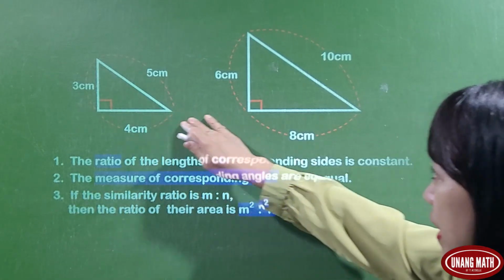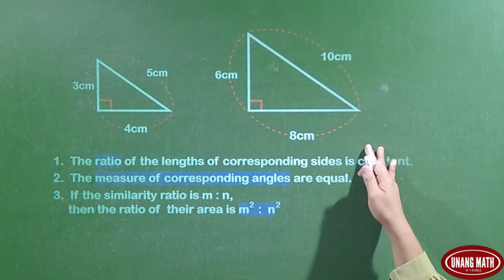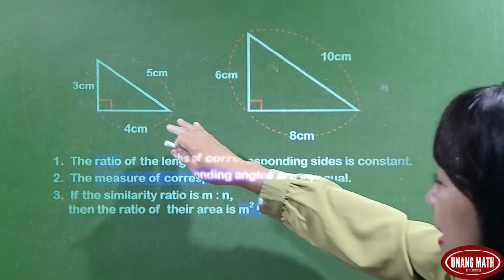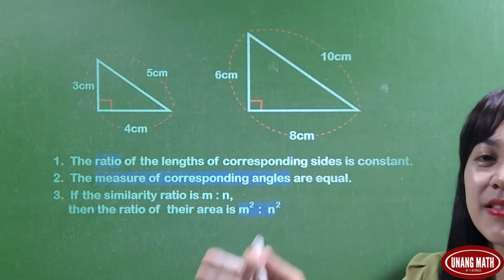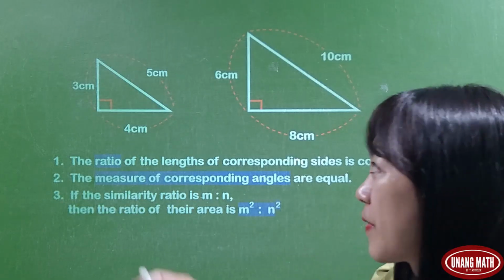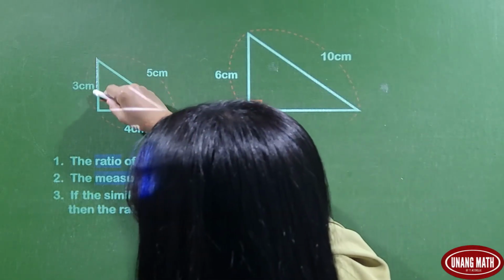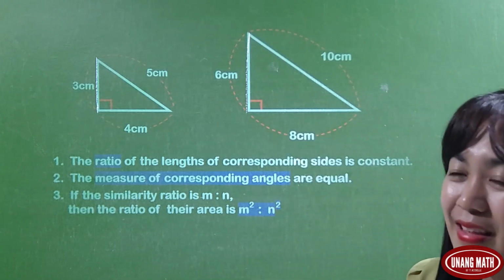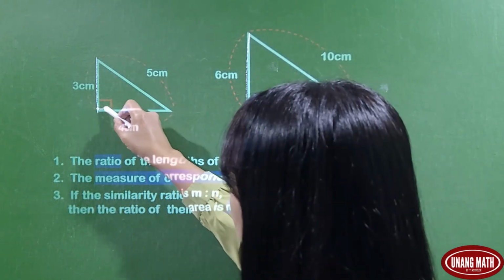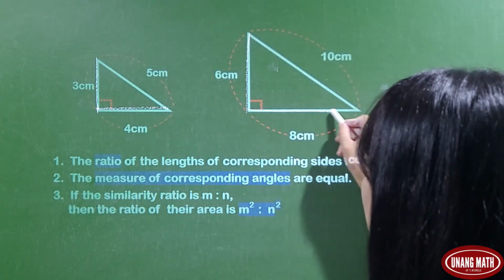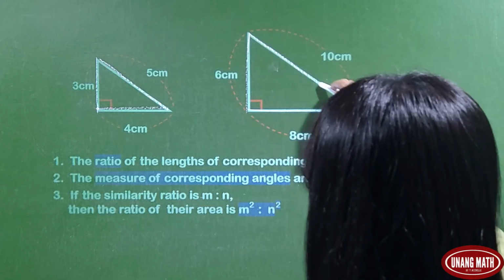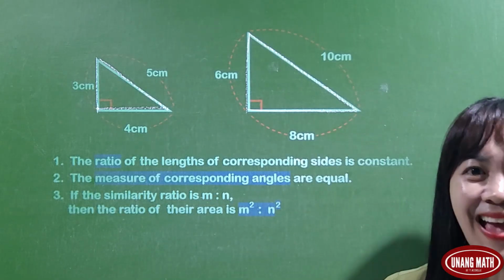As you can see in this slide, there are two right triangles. And these two right triangles are similar figures. This side of this triangle corresponds to this side of this triangle. This side corresponds to this side, and this side corresponds to this side.